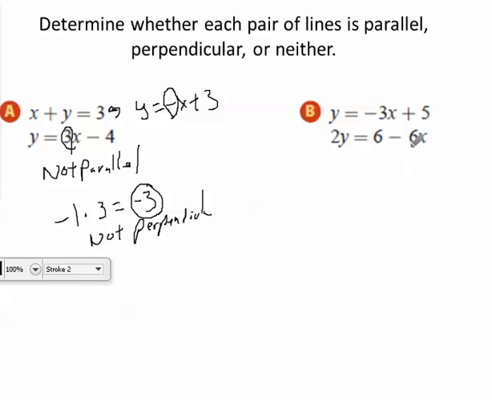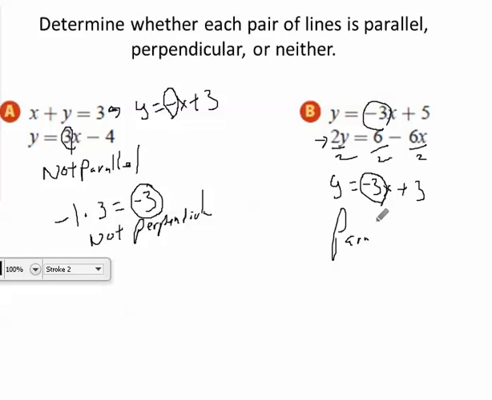Let's go over here and look at this one. The second one here is not in any of the common forms, but what I can do is divide by 2 all the way across, and what I'll get is y is equal to negative 3x plus 3. What did I do there? I divided and then also used the commutative property to move it around. Now look, negative 3, parallel. That's how easy they are to do.